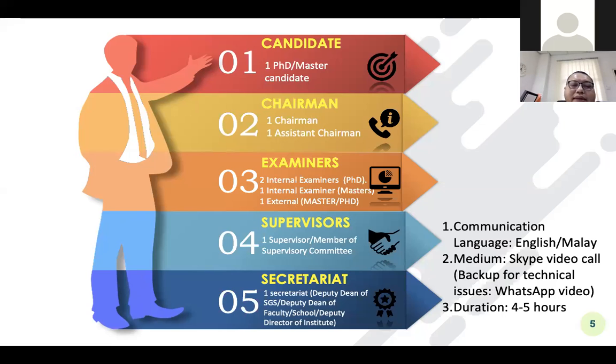And then for the masters, we need to have only one internal examiner, and this one must come from UPM. And also we have one external examiner. The external examiner must be from other universities. So if your thesis is written in Malay, normally the external will come from Malaysia or maybe Indonesia. But if your thesis is in English, there is a possibility that we get examiners from overseas.